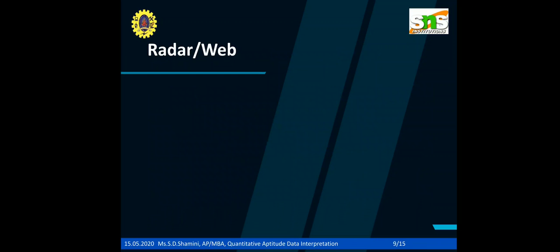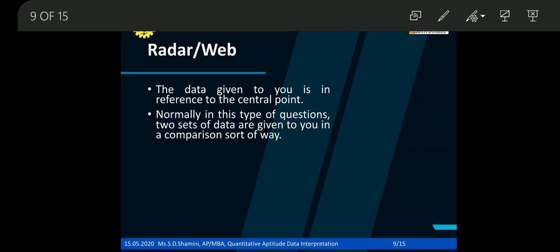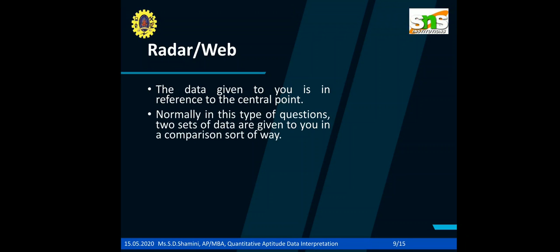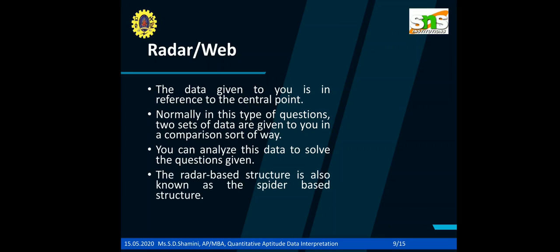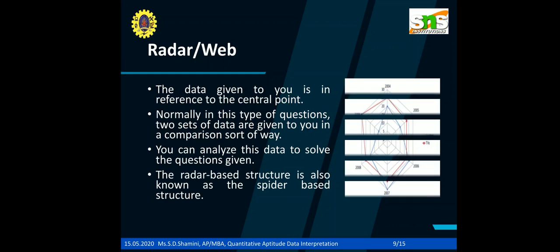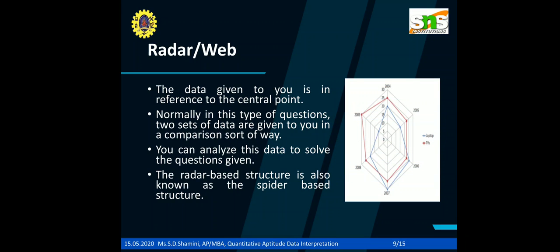Our next type is the radar or web. The data given to you is in reference to a central point. Normally in this type of question, two sets of data are given to you in a comparison sort of way. You can analyze this data to solve the questions given. The radar-based structure is also known as a spider web, and this is an example of the radar web.